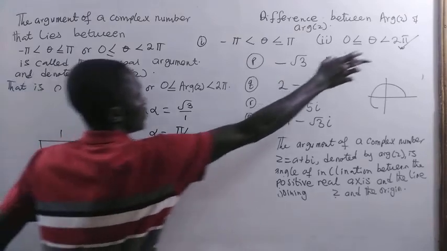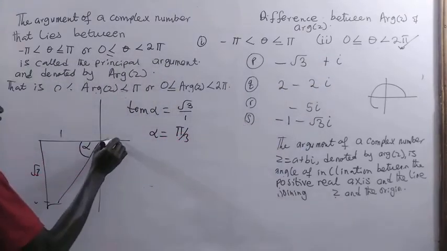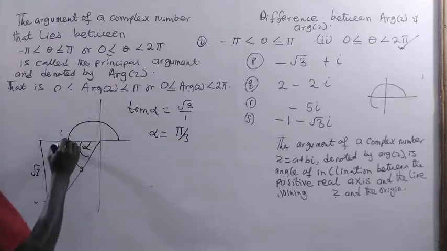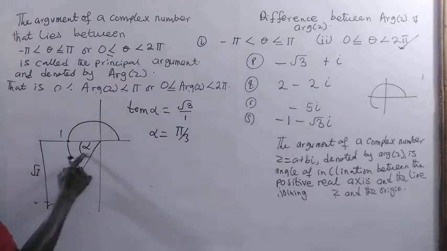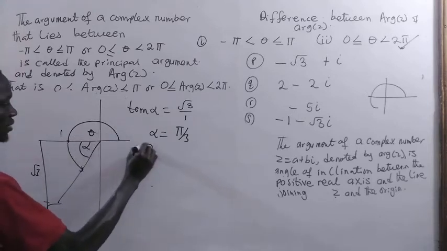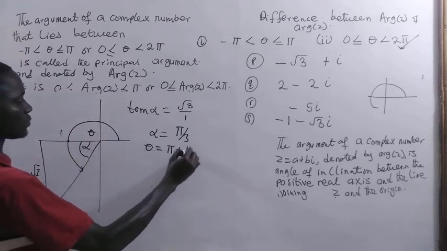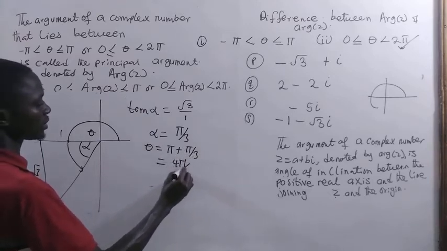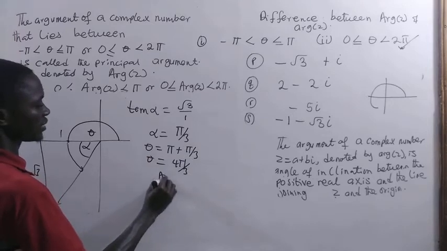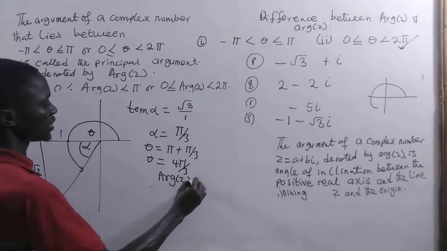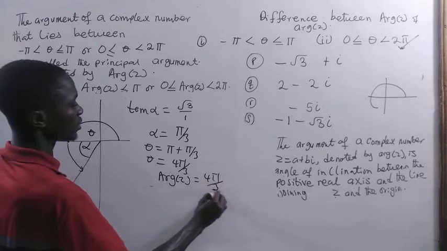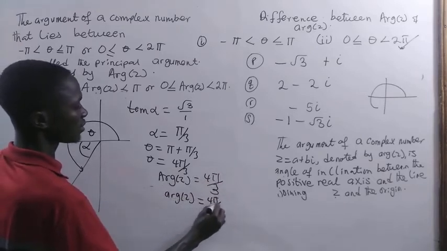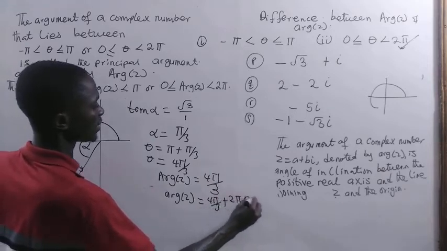Now, if you are using this one, then you need to measure from the positive real axis to the line. You measure from here to here, you get pi. Then add alpha to it. So theta equal to pi plus pi on 3. That will give us 4 pi on 3 as theta. And the principal argument of z is 4 pi on 3. Then the general argument is 4 pi on 3 plus 2 pi n.